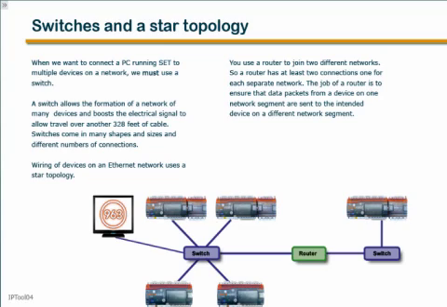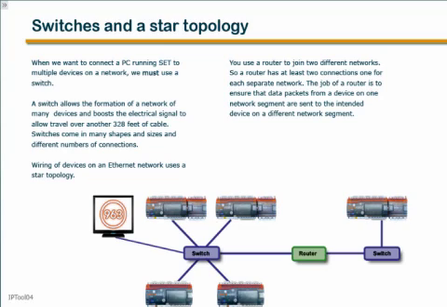When we want to connect a PC running SET to multiple devices on a network, we must use a switch. A switch allows for formation of a network of many devices and boosts the electrical signal to allow travel over another 328 feet of cable. Switches come in many shapes and sizes and different numbers of connections. Wiring of devices on an Ethernet network uses a star topology.